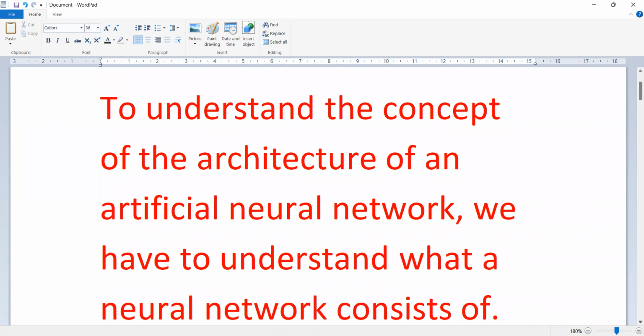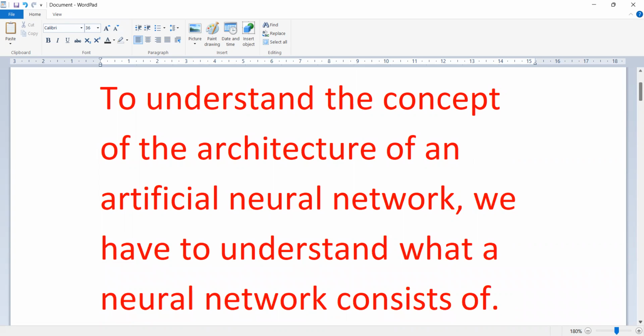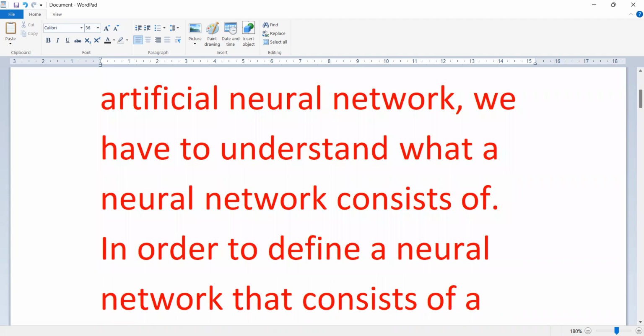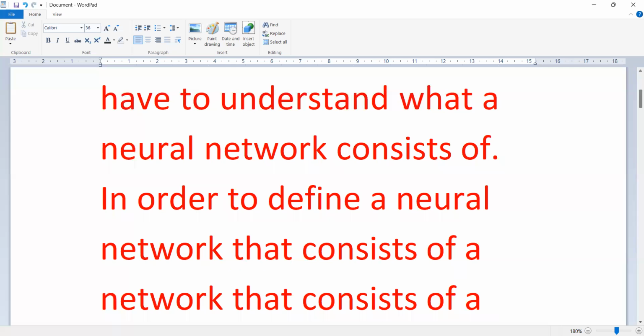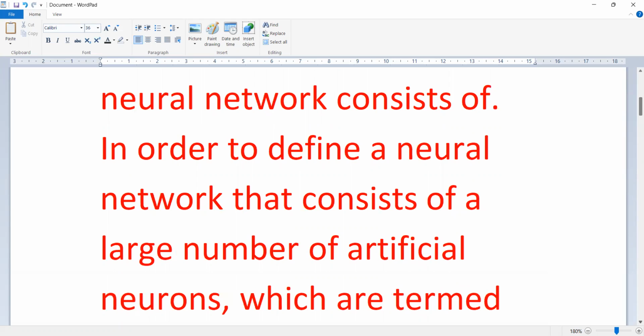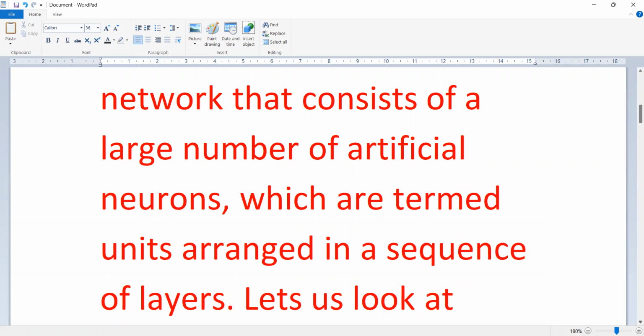To understand the architecture of an artificial neural network, we have to understand what a neural network consists of. A neural network depends on an input layer, output layer, and hidden layer. A neural network consists of a large number of artificial neurons, like a brain, which are termed units arranged in a sequence of layers.